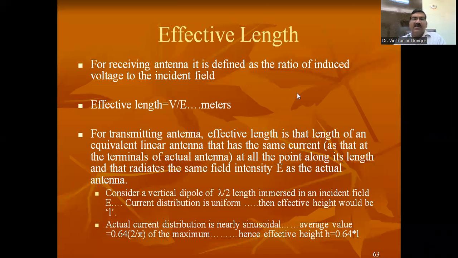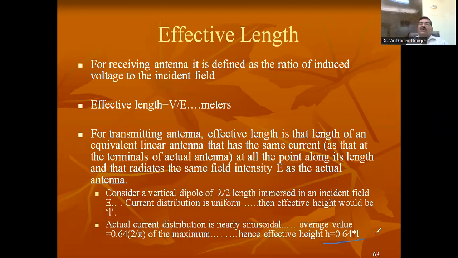Consider a vertical dipole of length lambda by 2 immersed in an incident field. If the current distribution is uniform, the effective height would be L. The actual current distribution is nearly sinusoidal, and the value will be 0.642 by pi of the maximum. Hence, the effective length H equals 0.64 into L. What does it mean? This is the important thing.